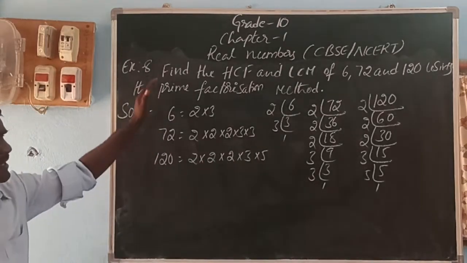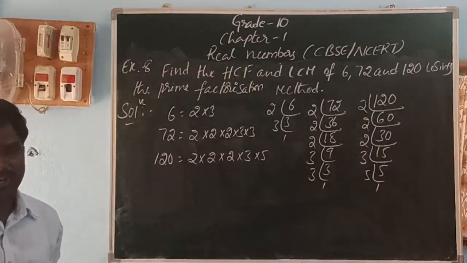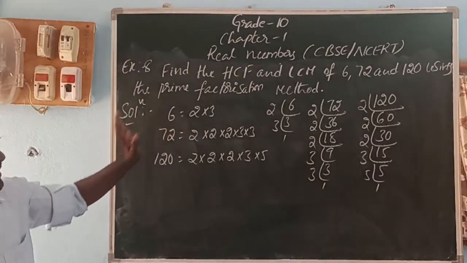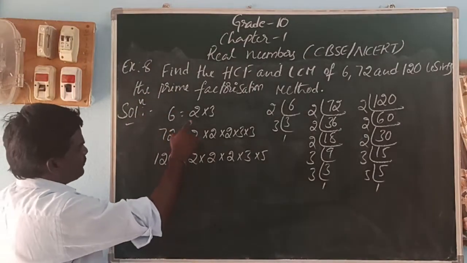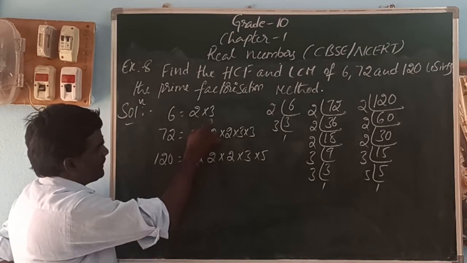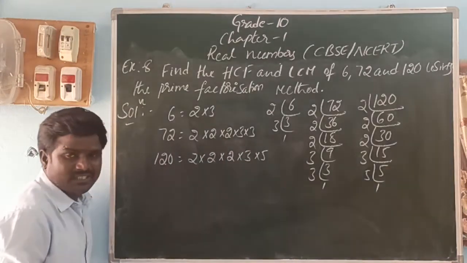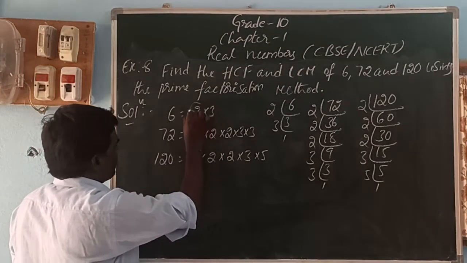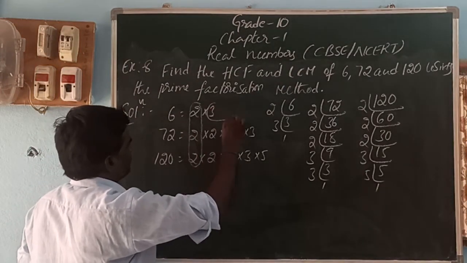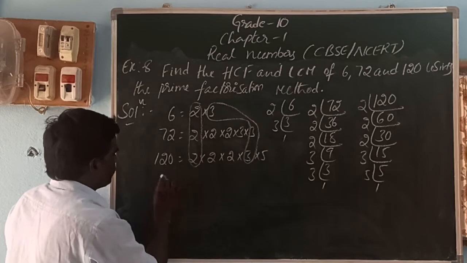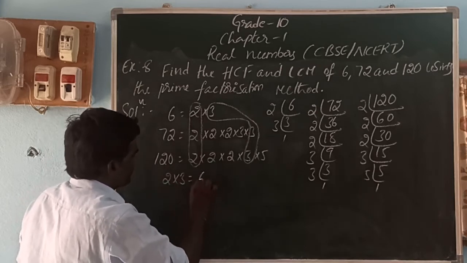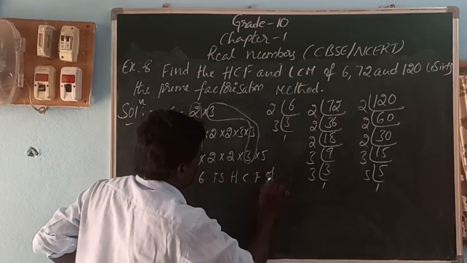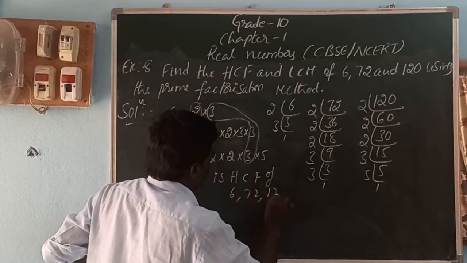So what is being asked? Find the HCF. For the HCF we take the common prime factors. In these three numbers, what are the common factors? 2 is in all three, and 3 is in all three. So the common factors are 2 and 3. 2 into 3 is 6. So 6 is the HCF of 6, 72 and 120.